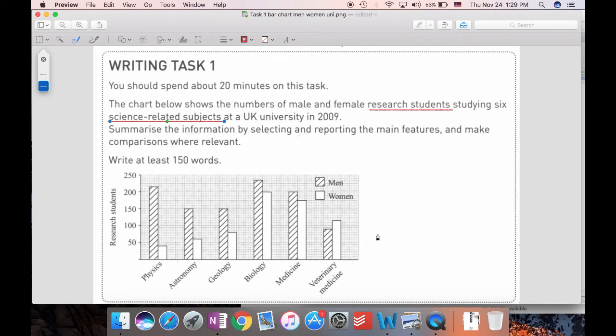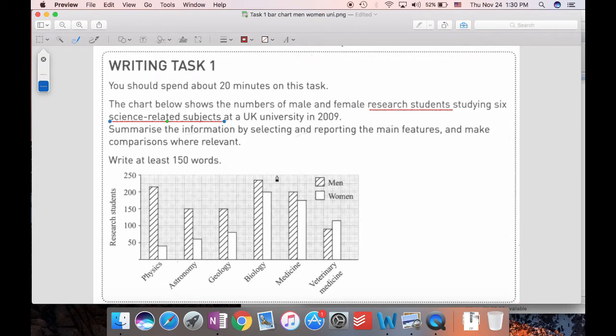Okay, so let's look at the graph now. No title on the graph. Sometimes there's a title, but not on this one. Along the horizontal axis, the x-axis, you've got the science-related subjects. So physics, astronomy, geology, that's the study of rocks, biology, medicine, veterinary medicine. And on the vertical axis, the research students, the y-axis, so 50 up to 250. These aren't in thousands, these are actual numbers because it's at one university. These are research students, I assume postgraduate students as well.